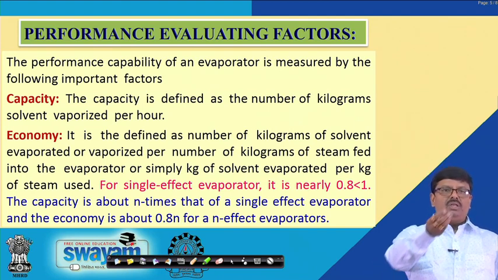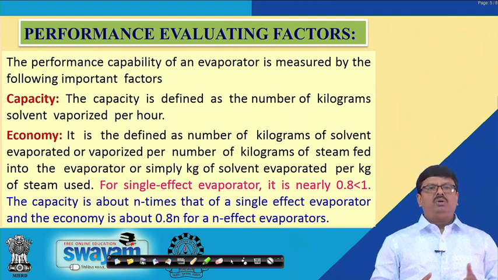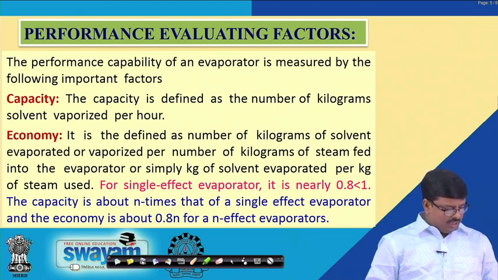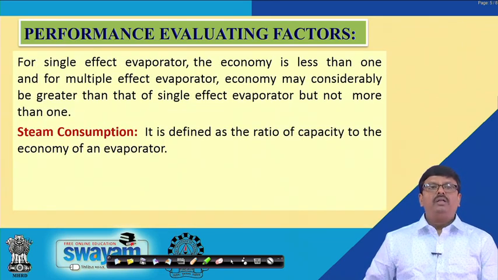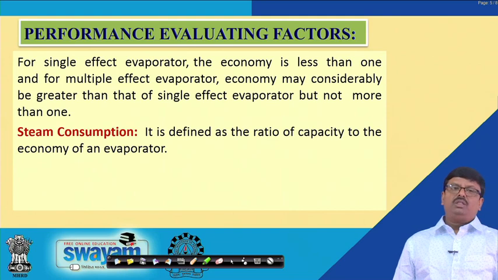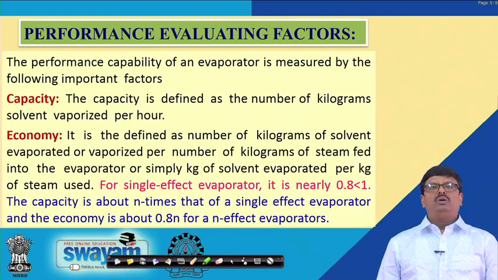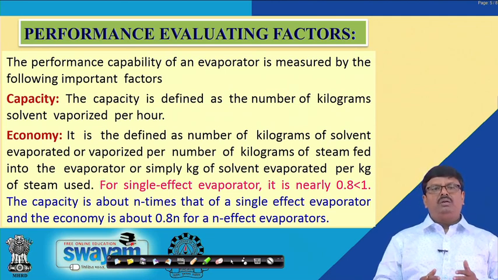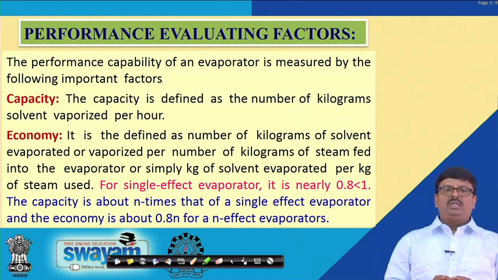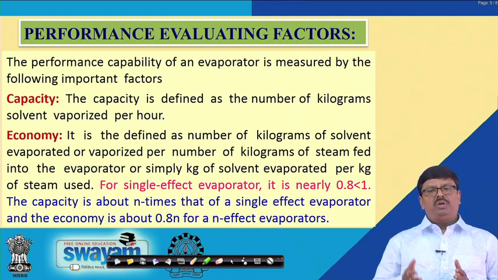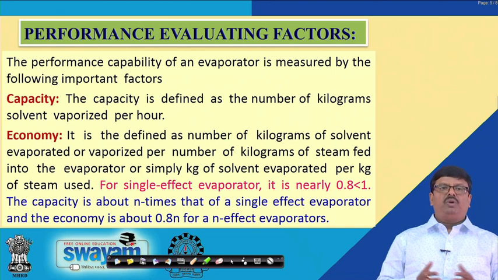So, these are the different things: capacity, steam economy, and steam consumption. These are the three different parameters that you can consider for the evaluation of an evaporator. In order to evaluate the performance of an evaporator, these are the three things. Capacity is nothing but the number of kilograms of solvent vaporized per hour. In case of economy, what can we say?